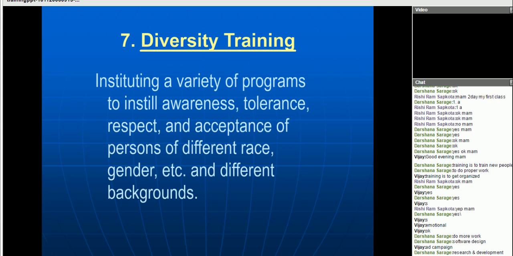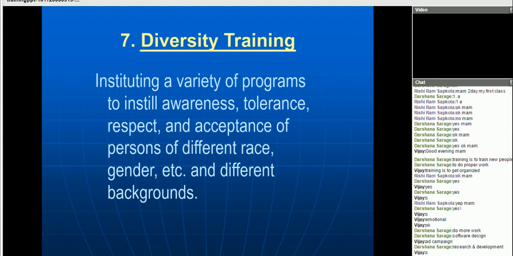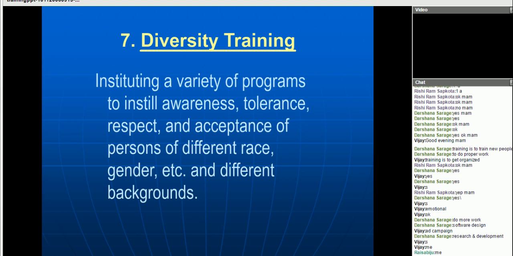Diversity training is instituting a variety of programs to instill awareness, tolerance, respect, and acceptance of persons of different race, gender, etc. and different backgrounds. Like suppose I talk about you people. Many of you are from India. Am I right? Who all are from India? Raiza is there, or Vijay is there.